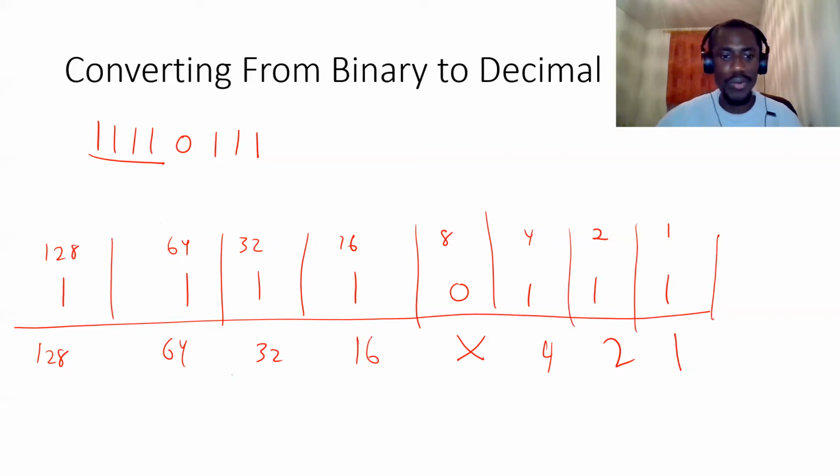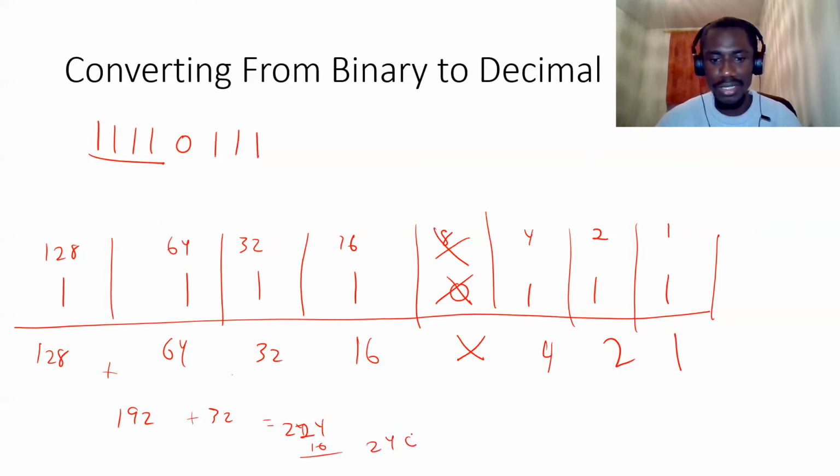So at this point, all we have to do is ignore all the ones that have X's. So we're ignoring this, and you bring everything else down. So you have to add every other number. 128 plus 64 will give you 192. Plus 32, which will give you 224. Plus 16, which will give you 240. And plus 7, which will give you 247.